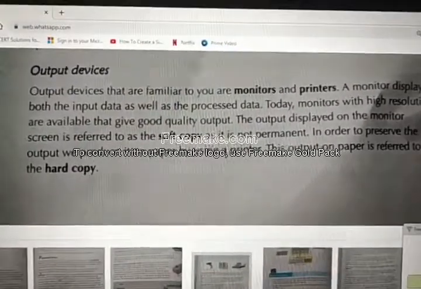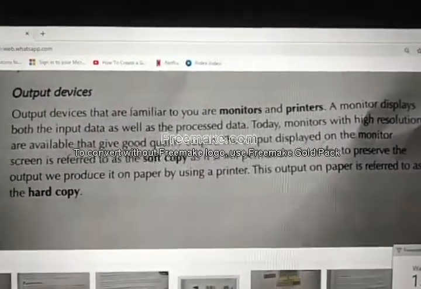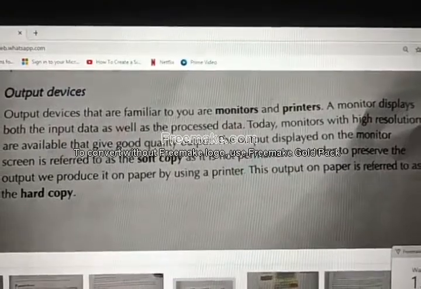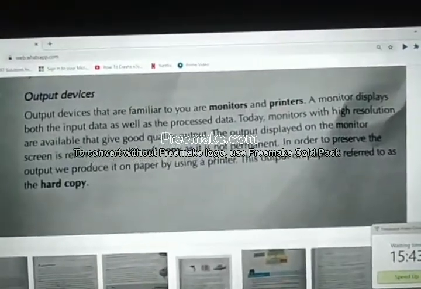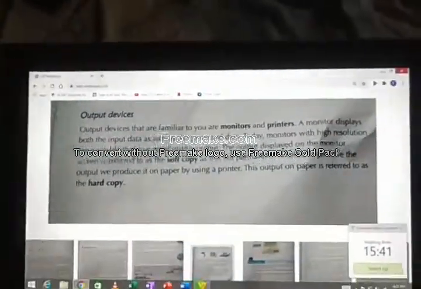Next, output devices. Only a small explanation. Output devices that are familiar to you are monitors and printers. See, this is a monitor. A printer is where you can take the print of a paper. That machine is there, no? That printer machine is a printer.